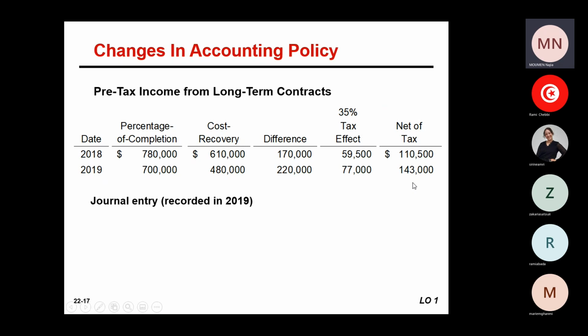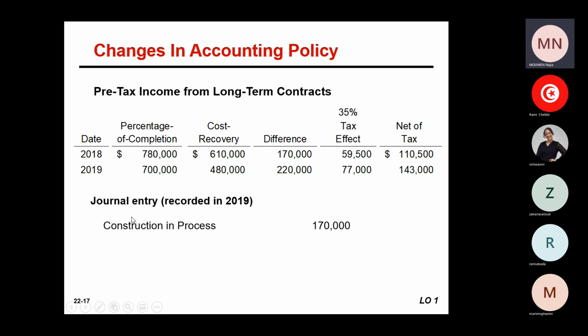So the journal entry will be as of the beginning of 2019, so it will again be an adjustment to the beginning balance of the retained earnings. What we do is we will have to reflect this 110,500, so this difference, the 170, is only for 2018.